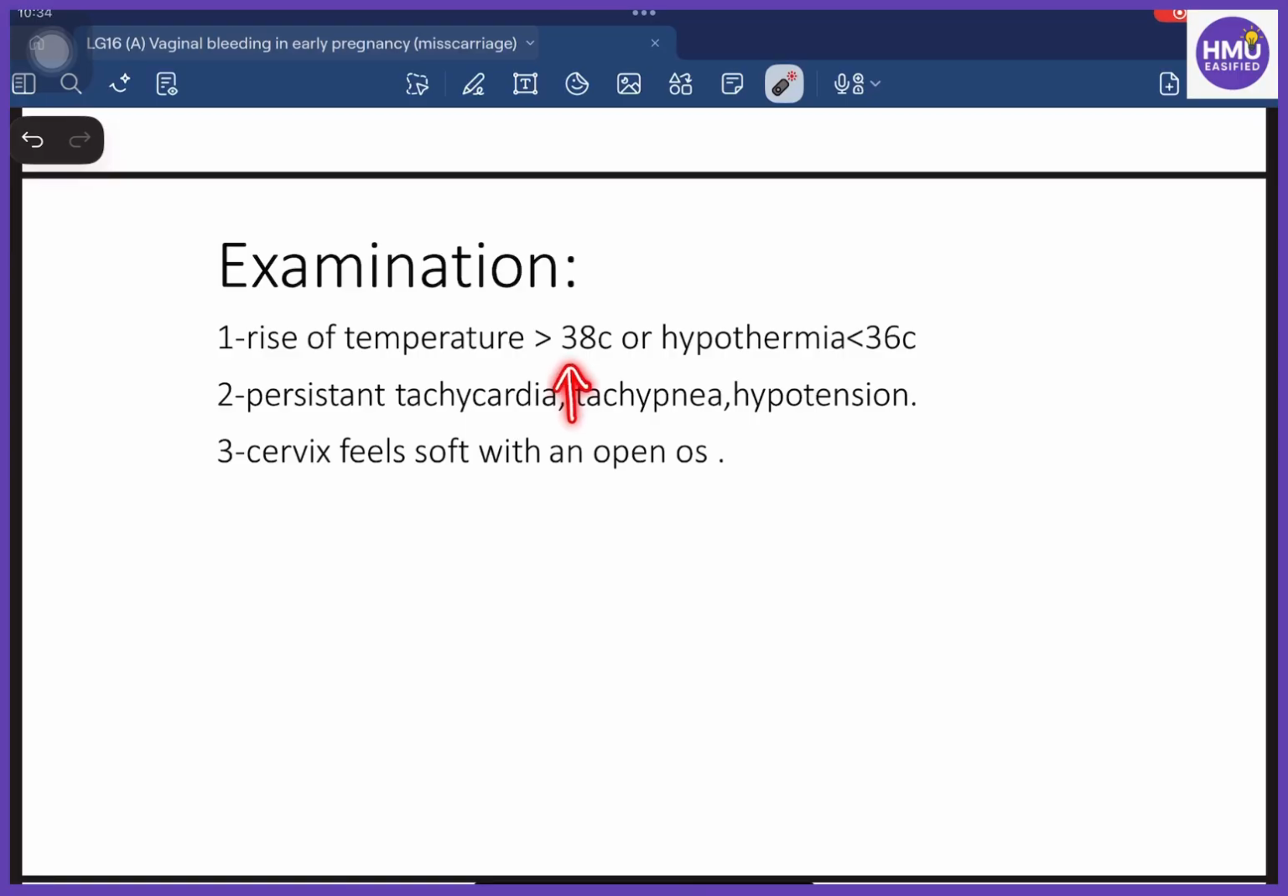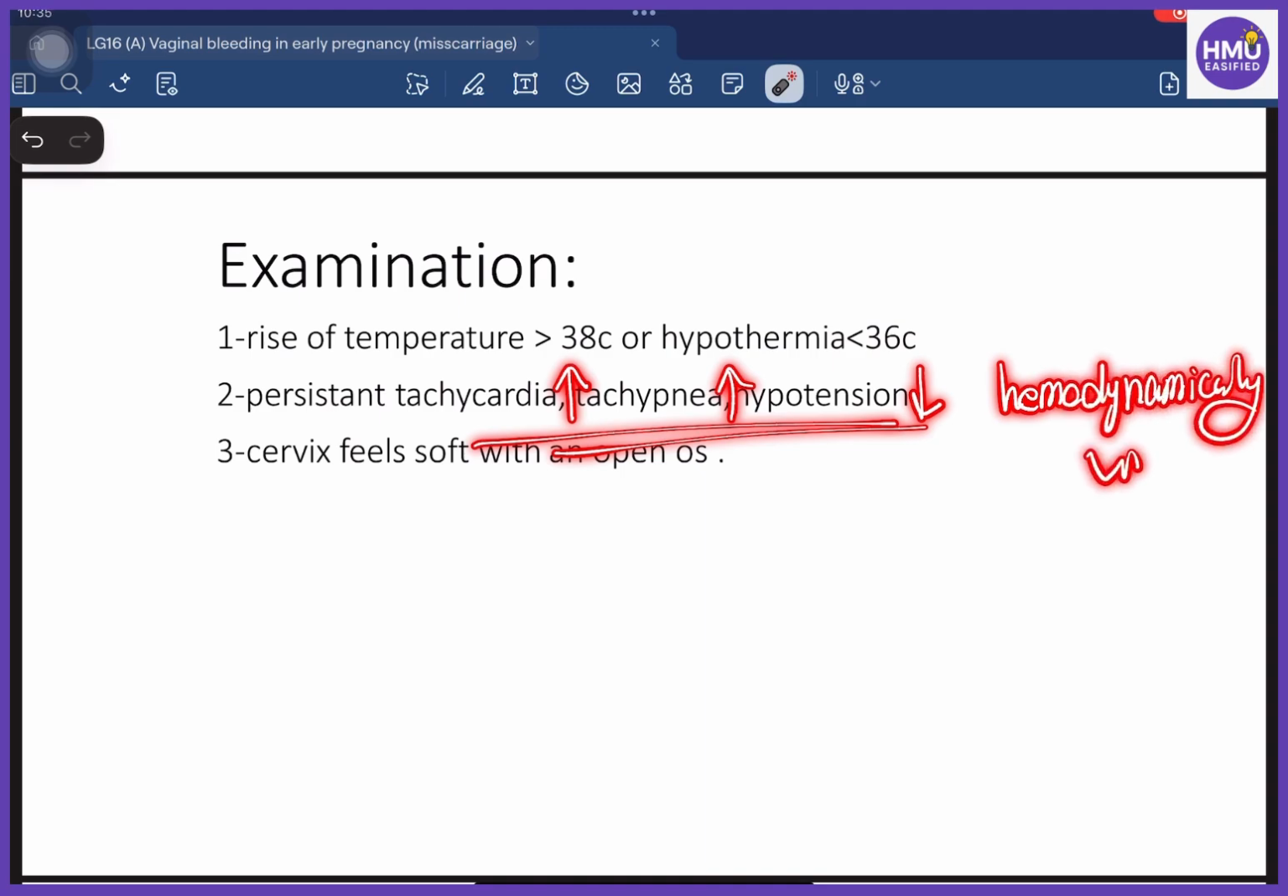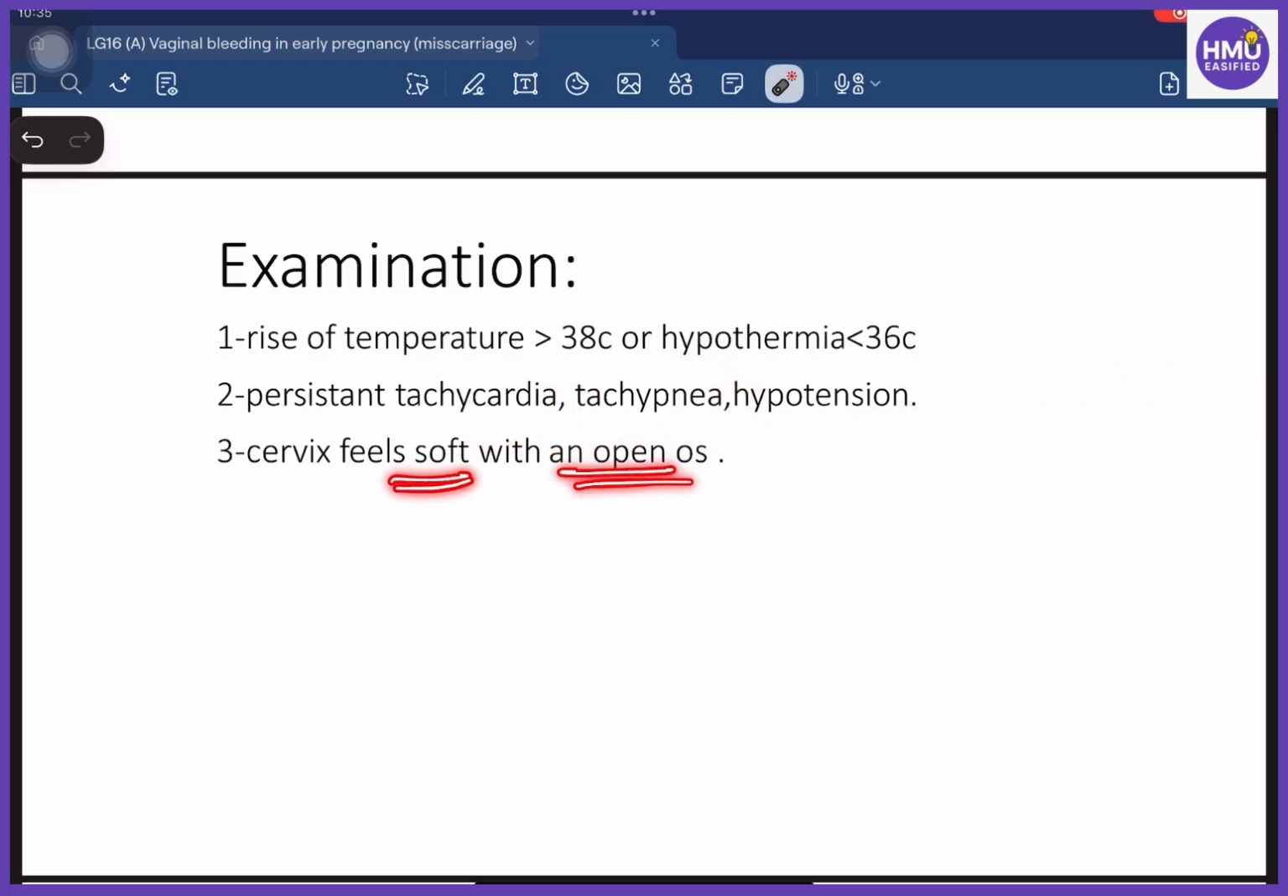There will be tachycardia, tachypnea, and hypotension if hemodynamically unstable. And the cervix feels soft with an open os.